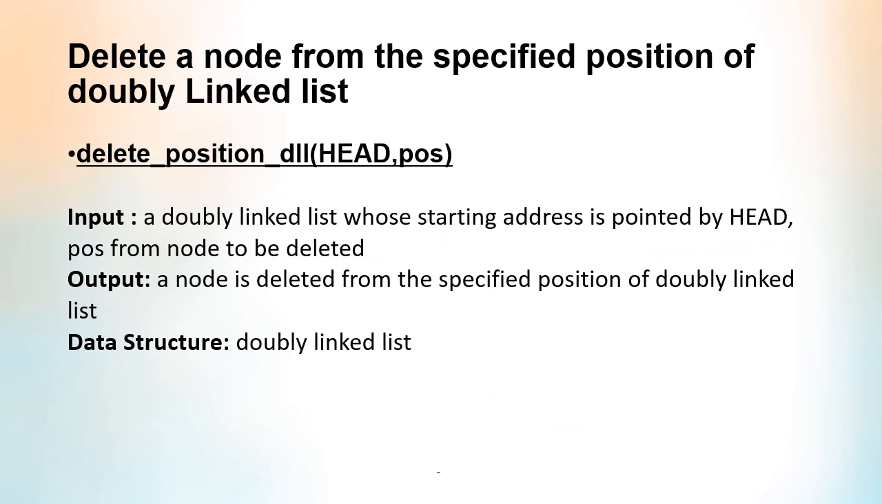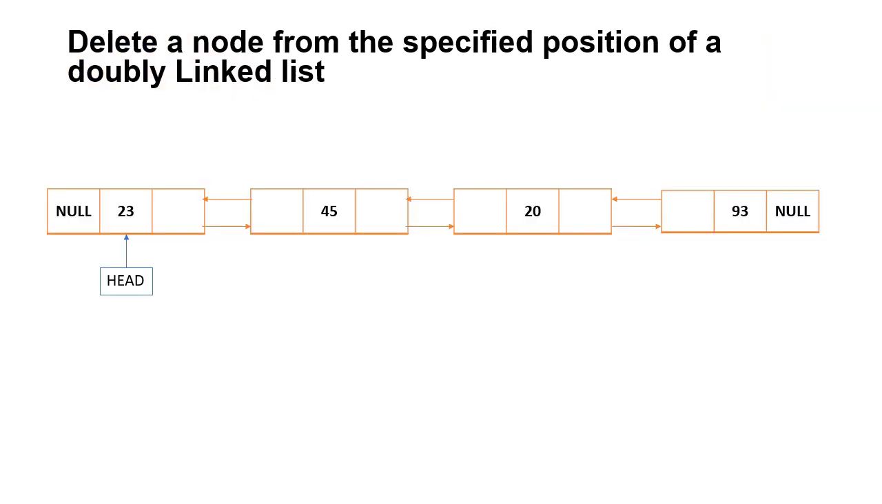Next is the algorithm to delete a node from the specified position of a doubly linked list. This is a doubly linked list. In this particular algorithm, we will be deleting a node from the specified position of the list. For example, if position is equal to 1, we have to delete this node. If position is equal to 2, this node. Position is equal to 3, this node, and so on. So this algorithm is to delete a node from a specified position of a doubly linked list.